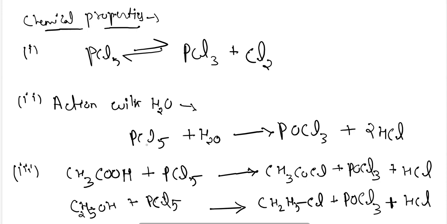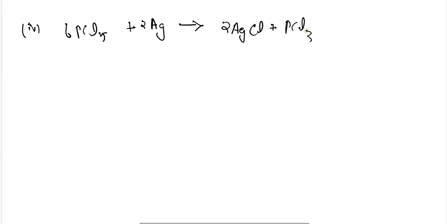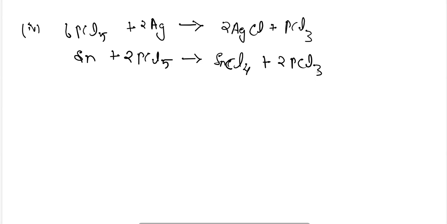How does it react with metals? Its reaction with metals: 6PCl5 when reacted with silver will produce silver chloride and PCl3. Similarly, it will react with tin to produce tin chloride and PCl3. So these were some of the reactions of phosphorus pentachloride and phosphorus trichloride.